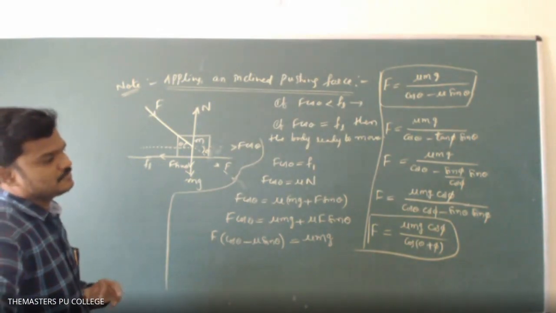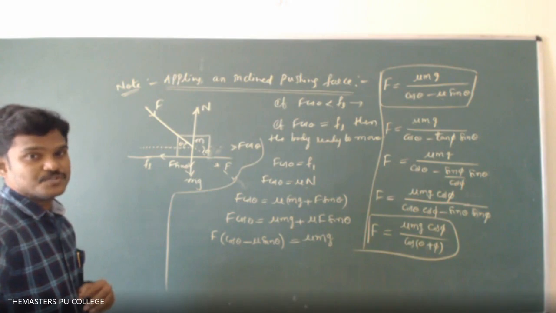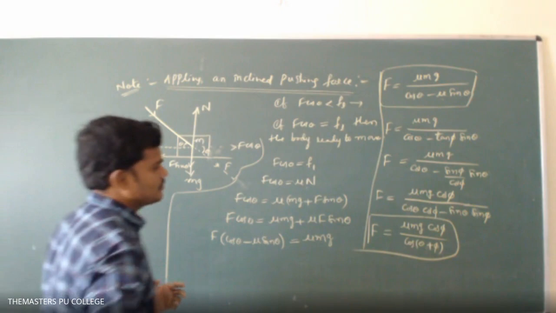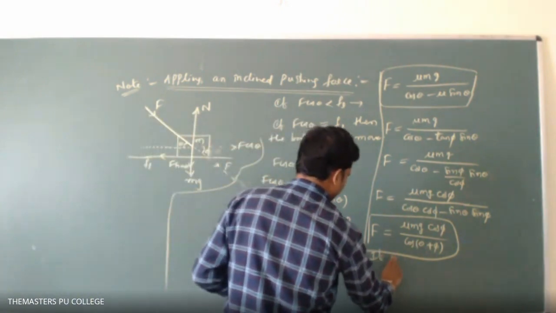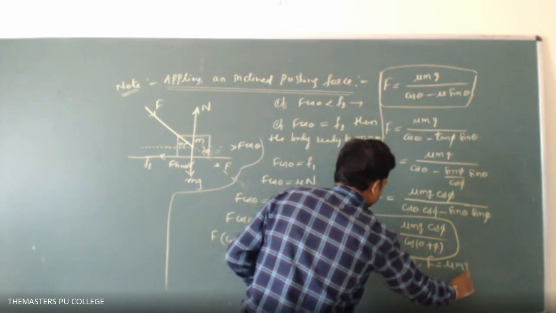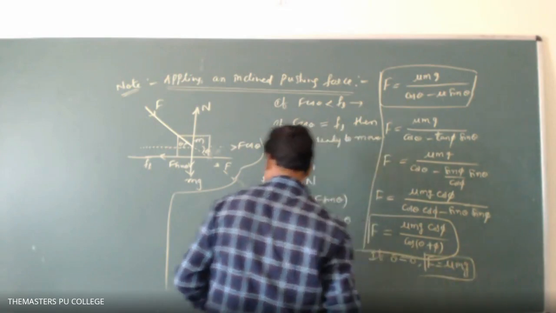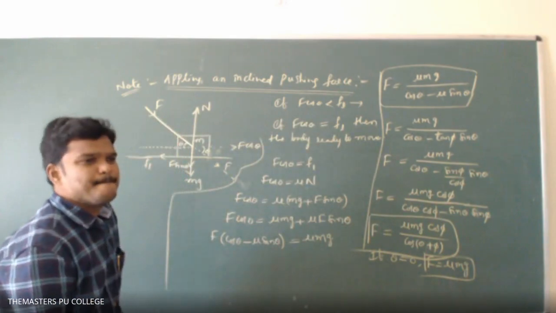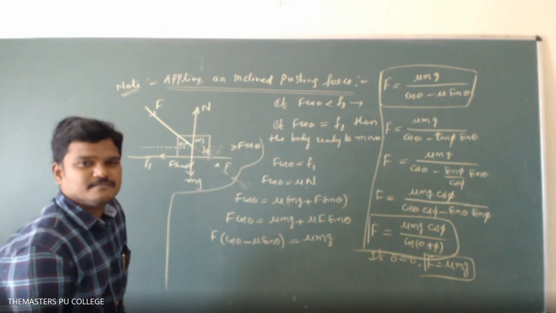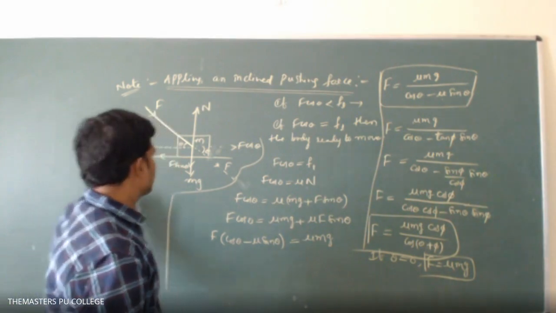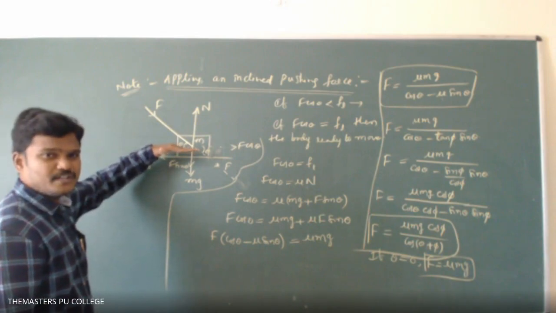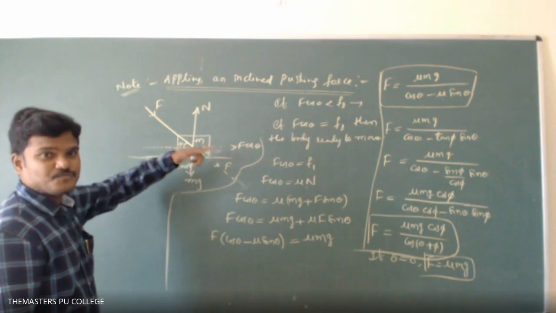So the minimum force is possible when theta is equal to 0. Substitute theta equal to 0 for the minimum force. If theta is equal to 0, then what is F? Will you get mu mg? Check the condition. Why is it mu mg? Are you following, students? If the force is applied in this direction, how much minimum force is required to get the body ready to move? How much force is needed?